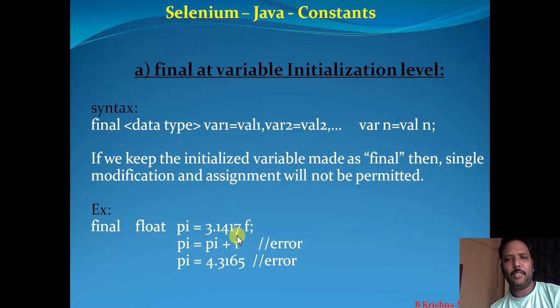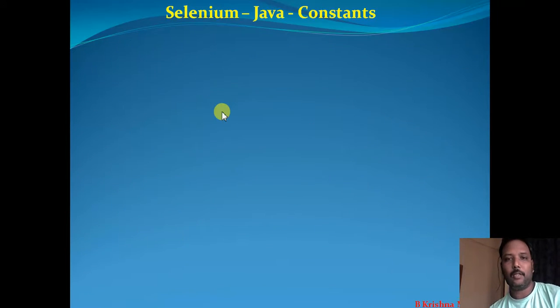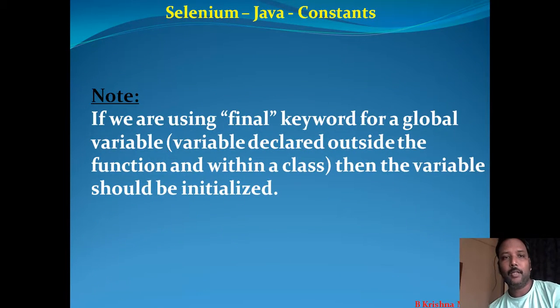Here, this is the example for this. Here we have seen that I have taken one integer and I have shown you this. This is how final at initialization works. Next thing, note. What is the note?